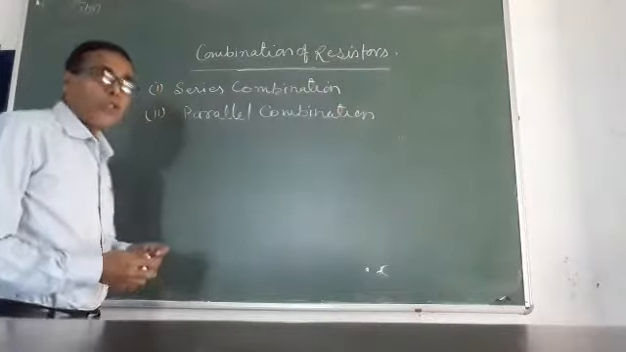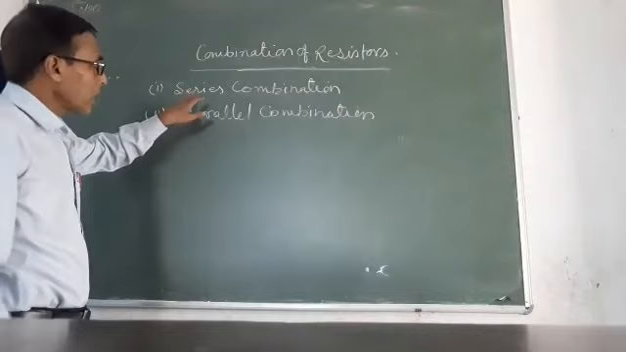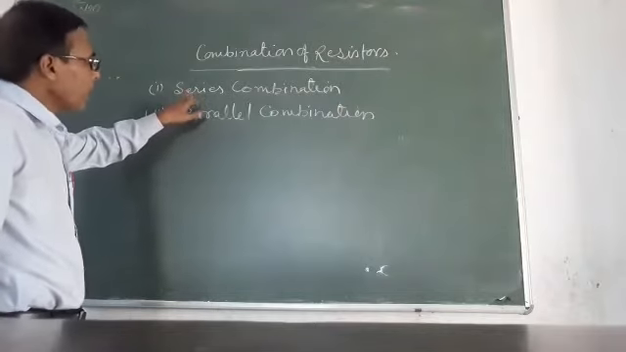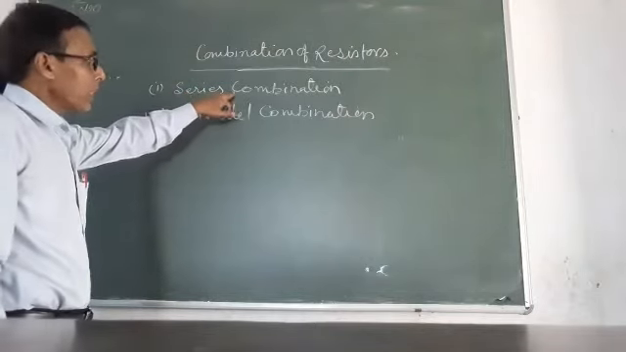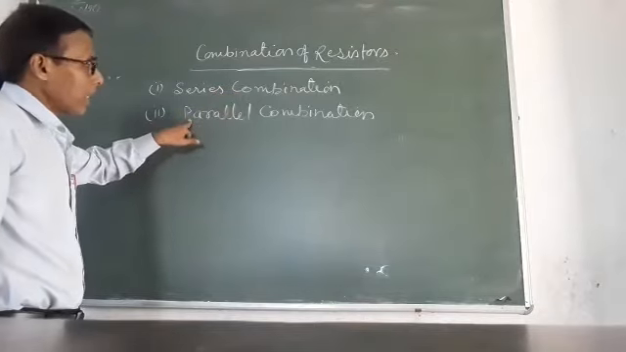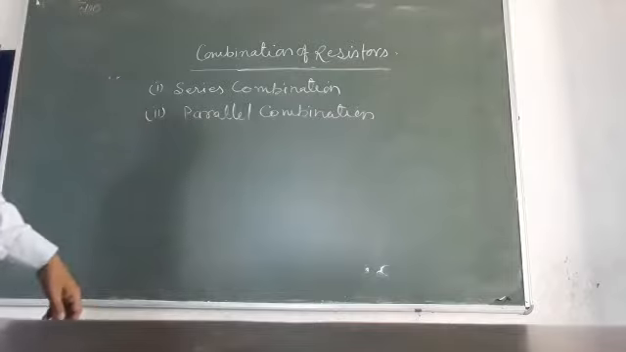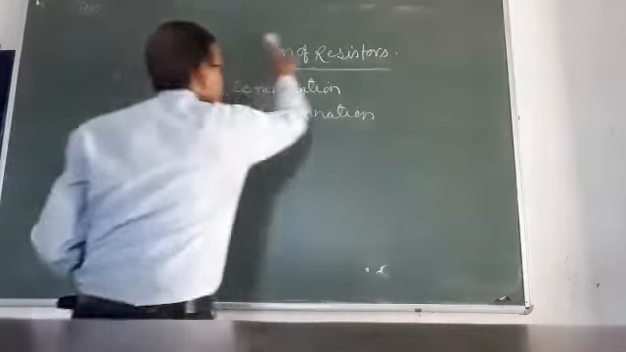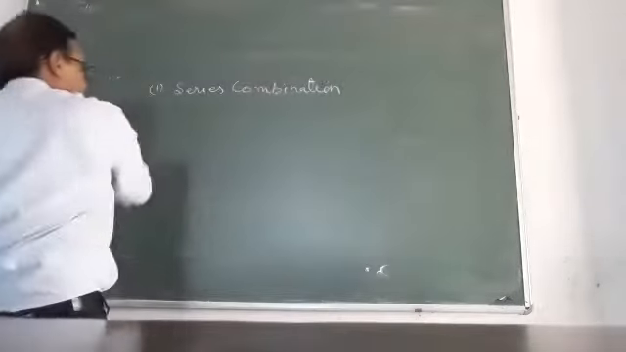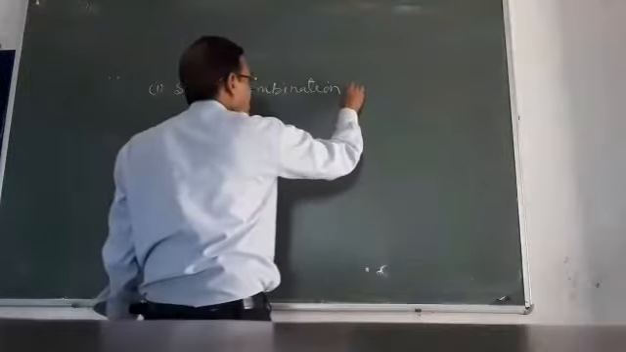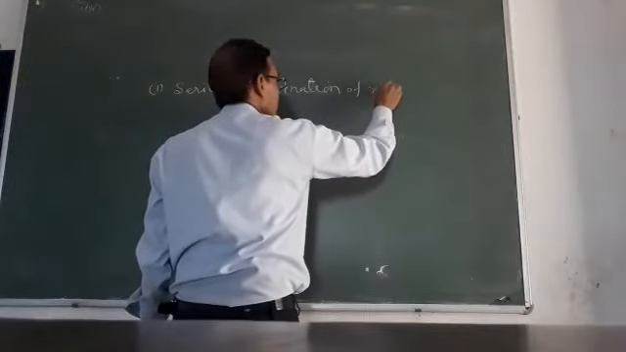So there are two different ways through which resistors can be combined. First one is series combination of resistors. Second is parallel combination of resistors. So first we have to discuss series combination of resistors.